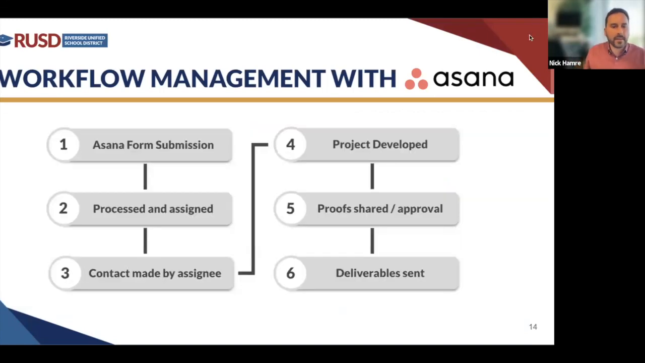So basically how that looks from a workflow perspective is there's the Asana form submission. It's processed and assigned. Contact is made by the assignee. So whoever is the person in charge in our department is going to contact the submitter and let them know if that due date works, if it doesn't work, or if there's any additional details that are needed. They're going to develop the project. They're going to share proofs depending on what the format is. And then they're going to send the final product over.